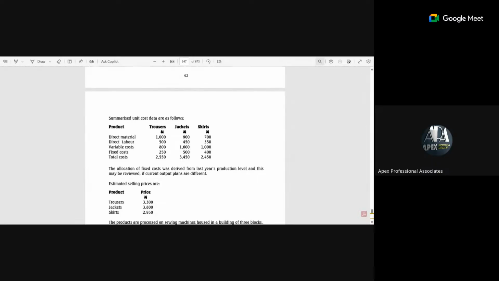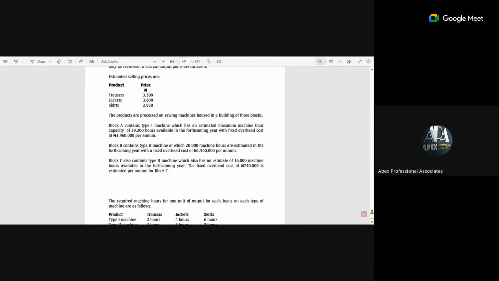For trouser, you have 3,300. For jackets, you have 3,800. For skirts, you have 2,950. What is this telling you? That for you to know how many trouser was produced, the revenue you have divided by the selling price per unit will give you the total unit of trouser produced, the total unit of jacket produced, total unit of skirt produced in that order.